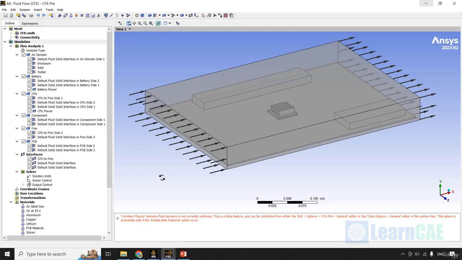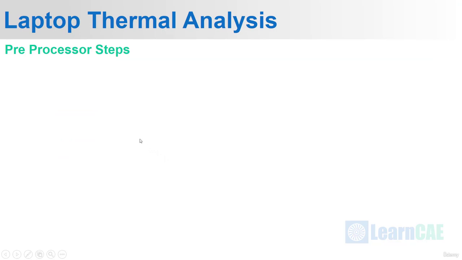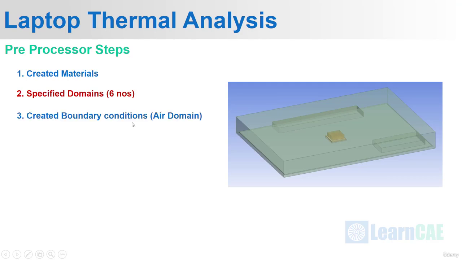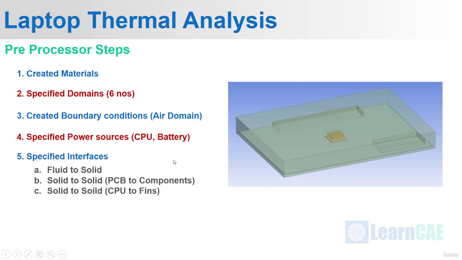Let me quickly summarize what are the steps we followed in preprocessor. After importing the mesh, we created the materials at first, followed by specifying the domains for 6 regions. Next, we created the boundary conditions for the air domain, that is inlet, outlet and the enclosure walls. Next, we specified the power sources for the CPU and also the battery. And then we created the interfaces. This is the important part. We created the interfaces between fluid to solid, that is from the air domain to all solid domain, and solid to solid, that is PCB to the components which are sitting on the PCB, and finally solid to solid, that is between the CPU and the fins. After specifying the interfaces, we created the solver settings and the expressions for monitoring. These are the major steps done in preprocessor.